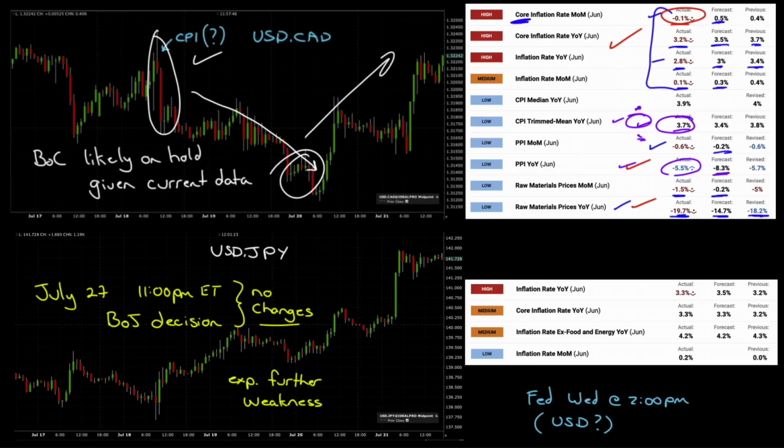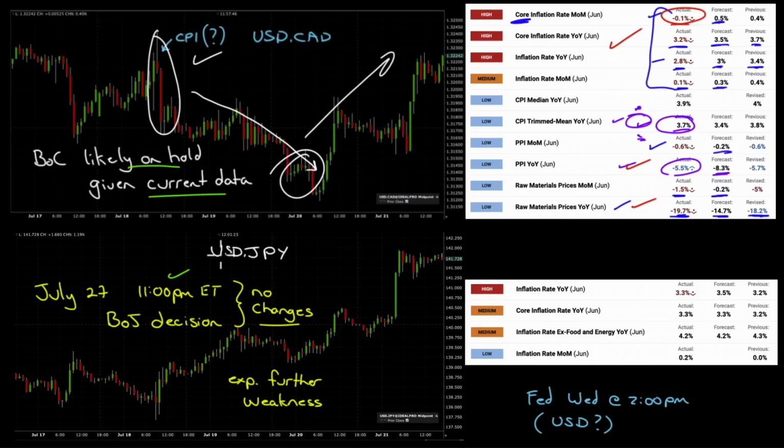I think Bank of Canada is likely on hold, given the current data, and again, I've said this before, given the higher level of interest rate sensitivity of the Canadian household versus the American household, we are in a much more precarious position than the U.S. So I think the Bank of Canada has to be very delicate here.